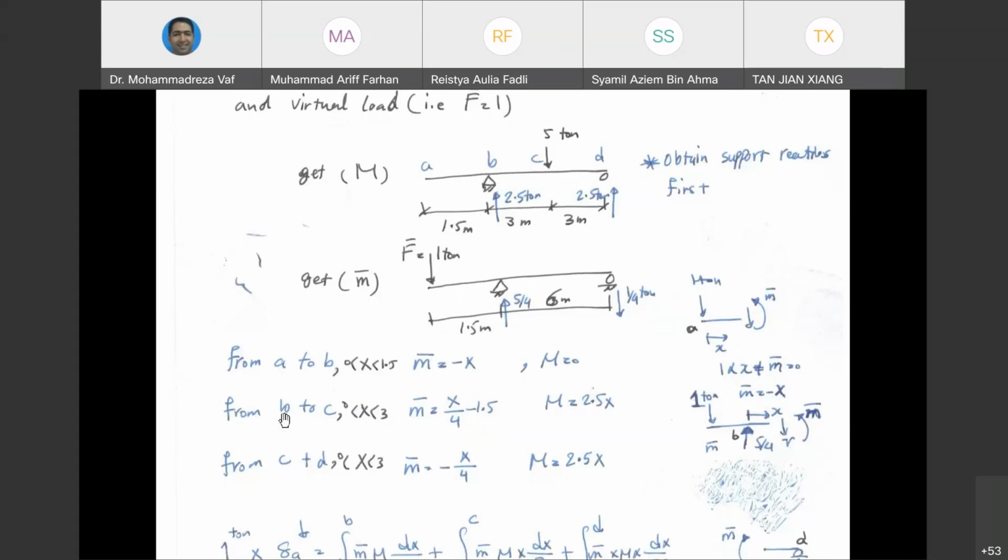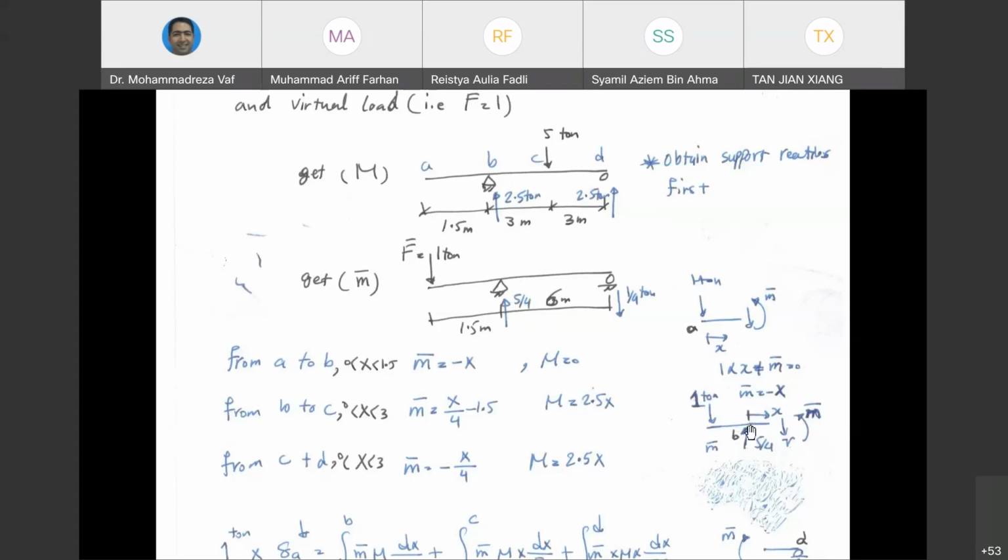Now we can go for the second part, from B to C. From B to C, you can see for the first structure, you have only this support reaction. So you have 2.5 multiplied by x if you cut it at any place. So that's why you get 2.5x. But for the second structure, if you cut it at any place, you have two forces, one ton is here and 5/4. So it's going to be the multiplication of these two by the distance, like the one that you can see on the right side.